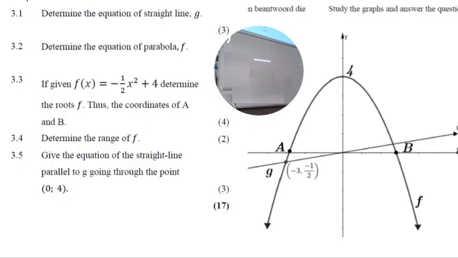Good, grade 10. So we are revising on the parabola. This is an exam question that comes from a previous test. It was in the 2020 paper. And if we look at the first question, 3.1, determine the equation of the straight line. Now, the equation of a straight line will normally be given to you, or we need to end off with y is equals to mx plus c.